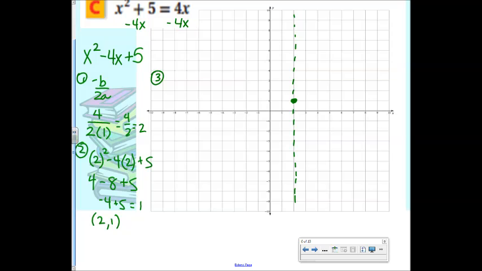Find my y-intercept by plugging in 0, or just looking at the equation. Which one is always your y-intercept? 5. Okay, it's always the c. Because remember what happens when you plug in 0 to both of these? They go away. All right, so 5 is always your y-intercept. So then I just go up to 5. And then where do I reflect? To the right of the line, right? How many over? 2. 2 more over. So here's my parabola.